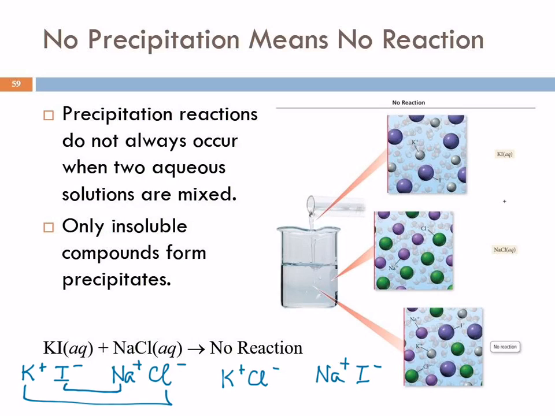And to identify if one of those is a precipitate, we look at the solubility rules. Potassium compounds are always soluble. This will be soluble. Sodium compounds are always soluble. This will also be soluble. They're just going to keep mingling together, and so we say there's no reaction. A physical change has occurred. They have mixed, but there's no chemical reaction. We haven't formed a new compound. Does that make sense?